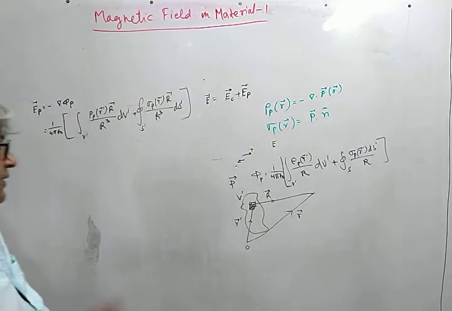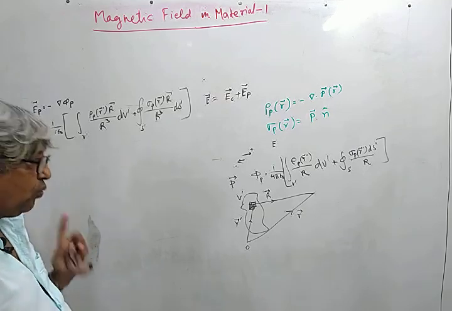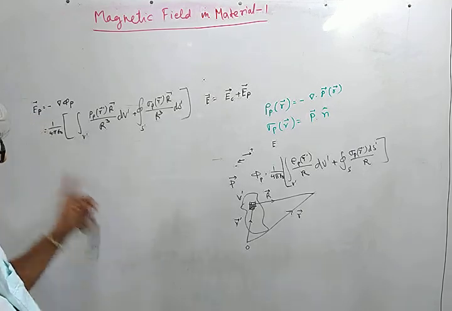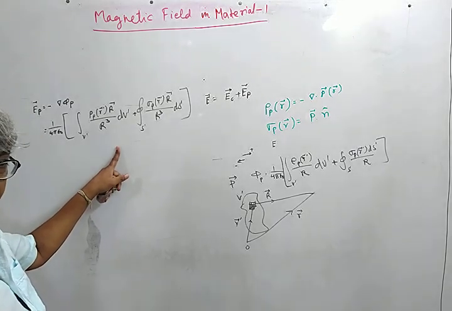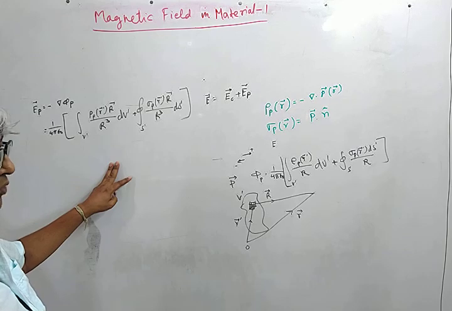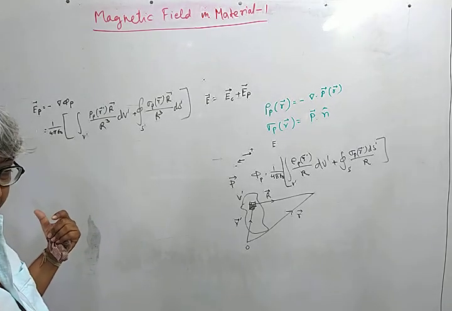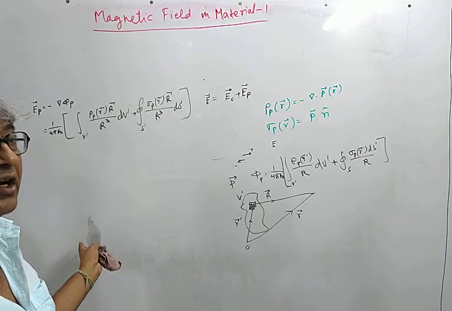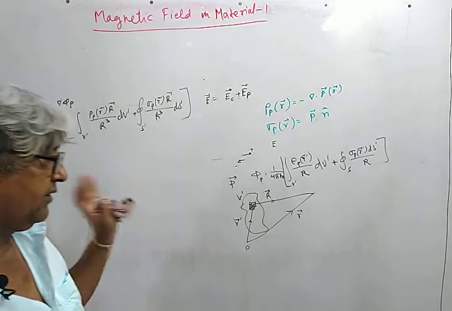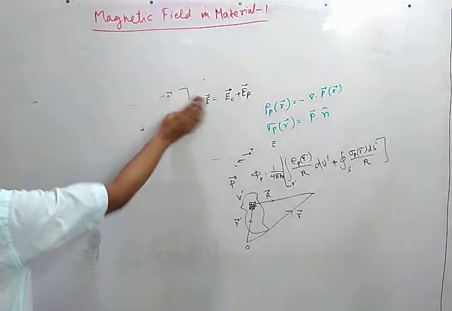In magnetostatics, we are going to adopt the same procedure. One thing you may note is that whenever we are considering the induced polarization, it is in opposition to the applied electric field, and the orientation polarization is in the direction of the applied field. Now let us come to magnetostatics. What happens in magnetostatics?